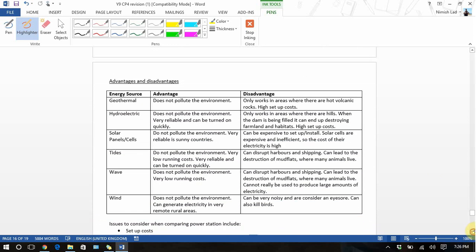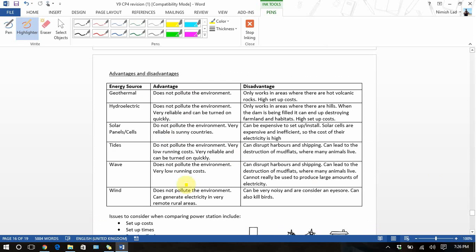So you need to know the advantages and disadvantages of all of them. So I've written does not pollute here. What I mean by that is it does not create CO2 or SO2. You need to say that does not produce greenhouse gases. However, when you're making these, that does produce greenhouse gases.